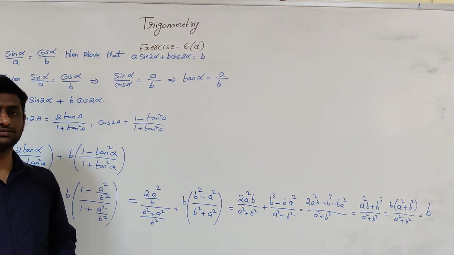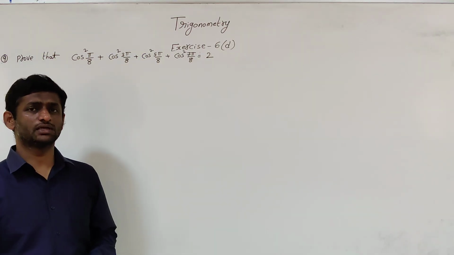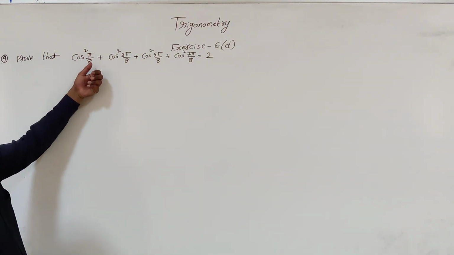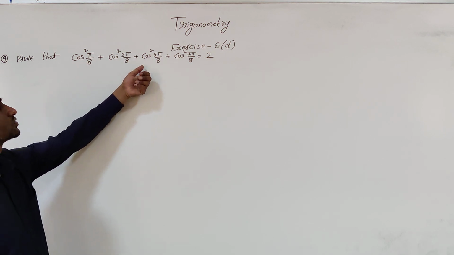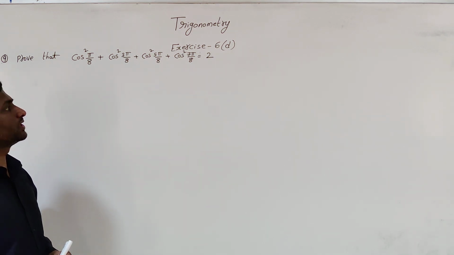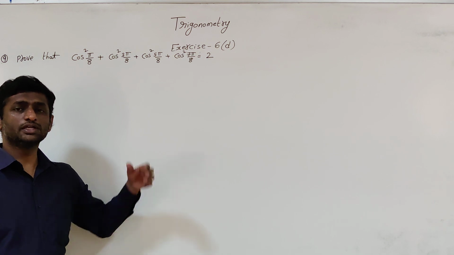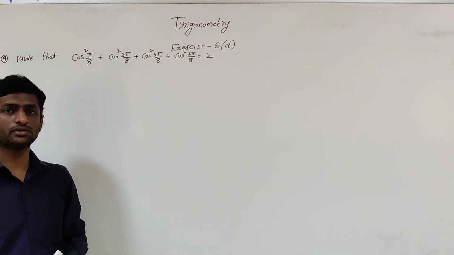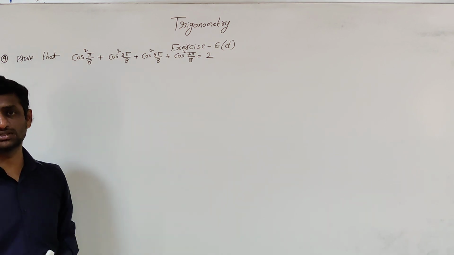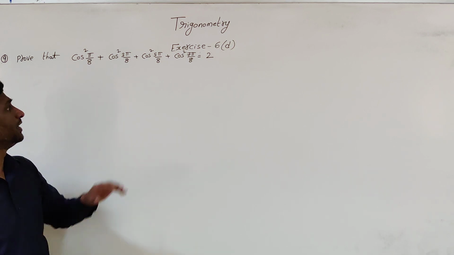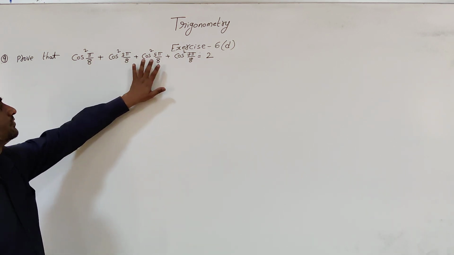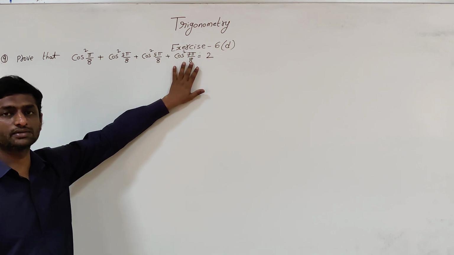Next problem. The problem is: prove that cos square pi by 8 plus cos square 3 pi by 8 plus cos square 5 pi by 8 plus cos square 7 pi by 8 is 2. This problem is also very important. Now observe the angles. What are the angles given here? Pi by 8, 3 pi by 8, 5 pi by 8 and 7 pi by 8.